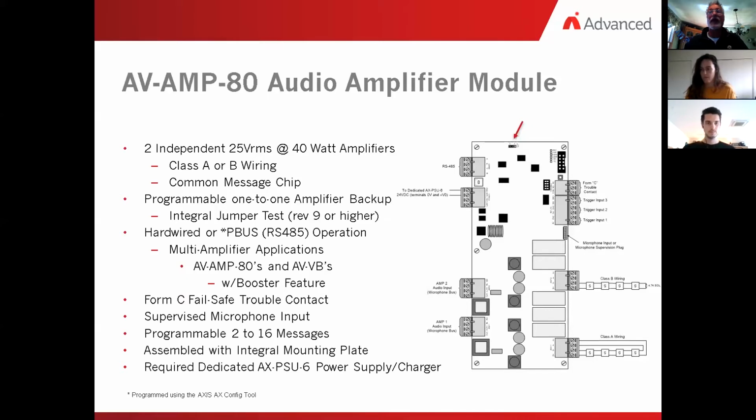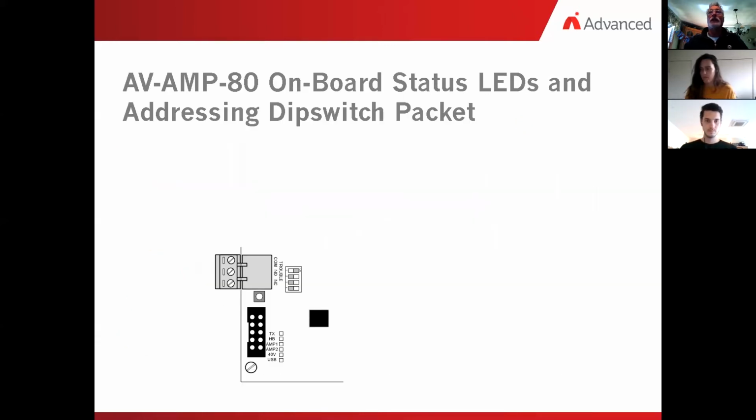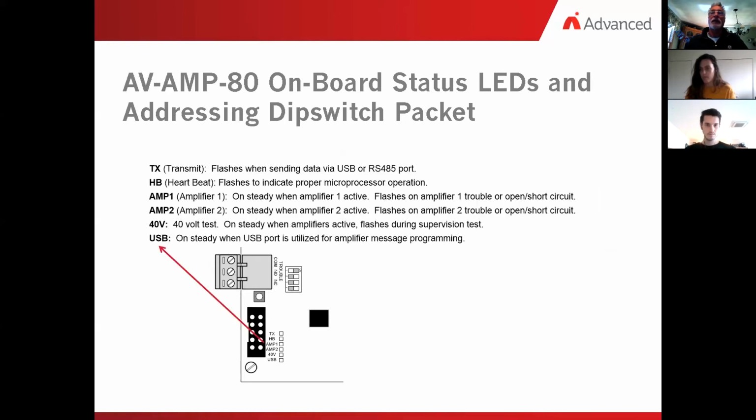Now we program this amplifier using the AX config tool. We'll see that in a little while, and I'll show you how to put that together. Now there's a couple things about the amplifier that we need to review. It has to do with addressing and the onboard LEDs. When we look at the onboard LEDs, there's 6 of them: the TX, the HB, the AMP1 and AMP2, 40V, and the USB. Let me explain what those are.